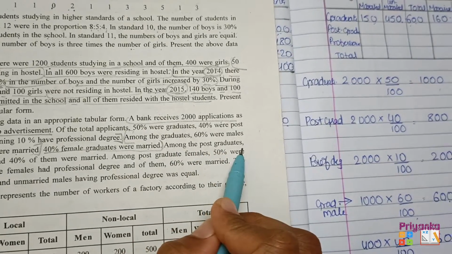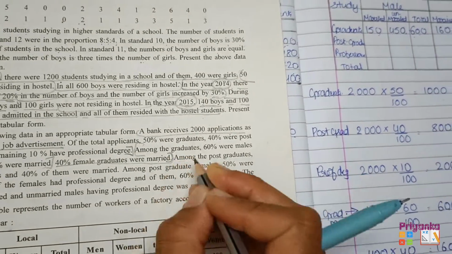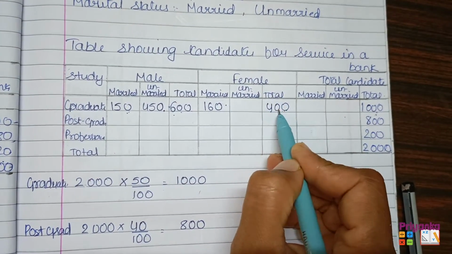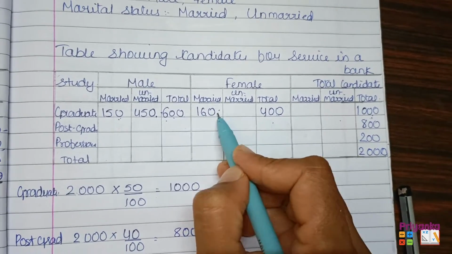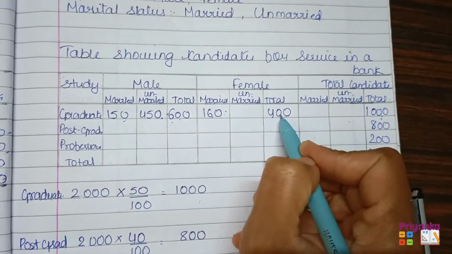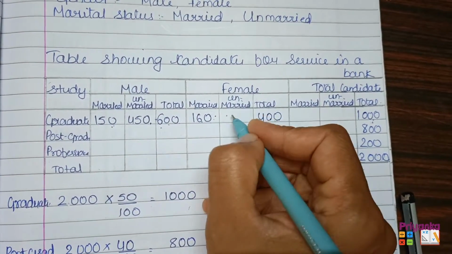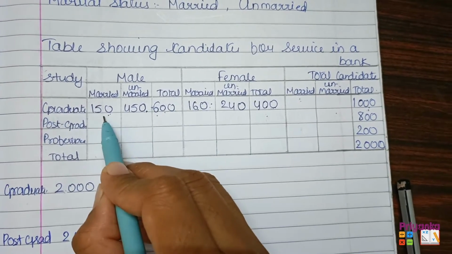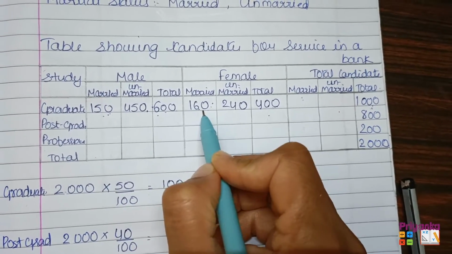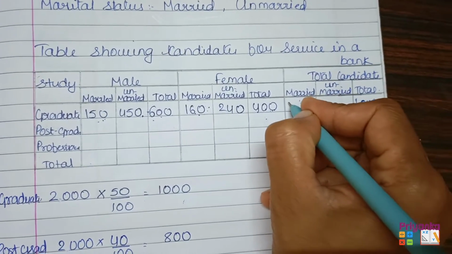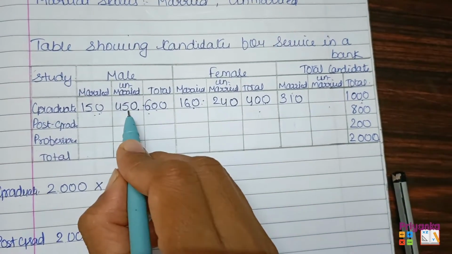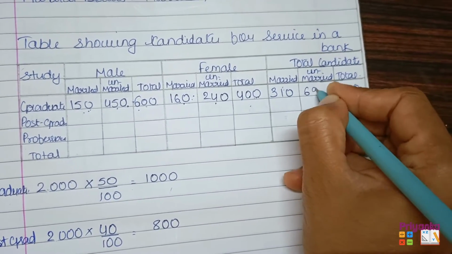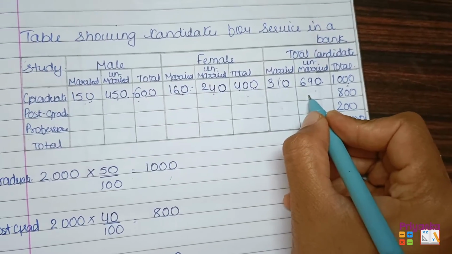Then the information starts for the postgraduate. So first of all, we'll complete the information of graduate. Here we get the total number of females and the total number of married females. Subtract them and you will get the answer for unmarried females, that is 240. So the number of married, taking the total number of male and female, here we get the total number of married candidates, that is 310, and unmarried were 450 plus 240, so the total number of unmarried candidates were 690.